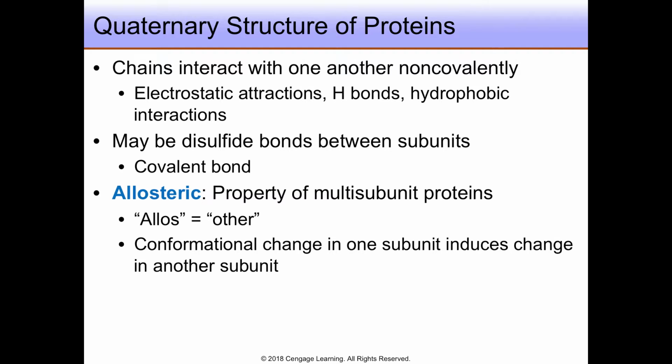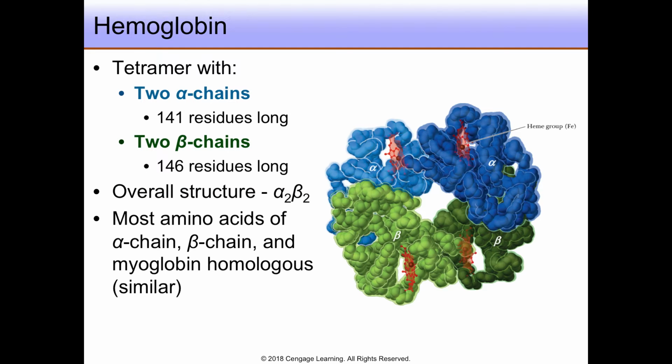An interesting phenomenon often results in multi-subunit proteins known as allostery. The prefix allos means other, and it is an appropriate way to denote those proteins in which a conformational change in one subunit induces a change in another, and often adjacent, subunit. The best way to understand this topic is to consider an example, and hemoglobin is an excellent choice for this study.